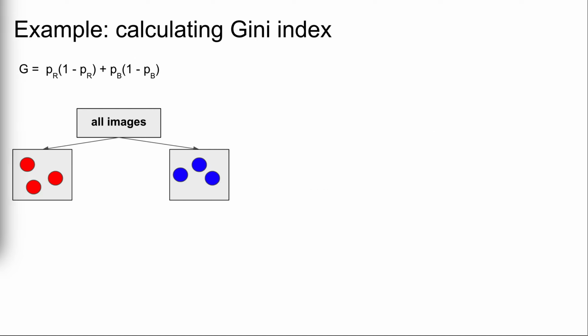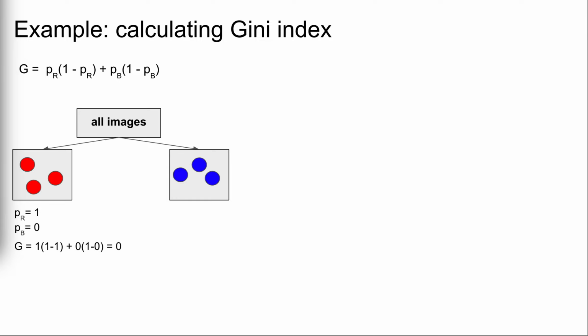Let's consider some examples. Suppose we want to make a binary split for a sample in which there are 3 red objects and 3 blue objects. The split here would be perfect. It perfectly separates red from blue.